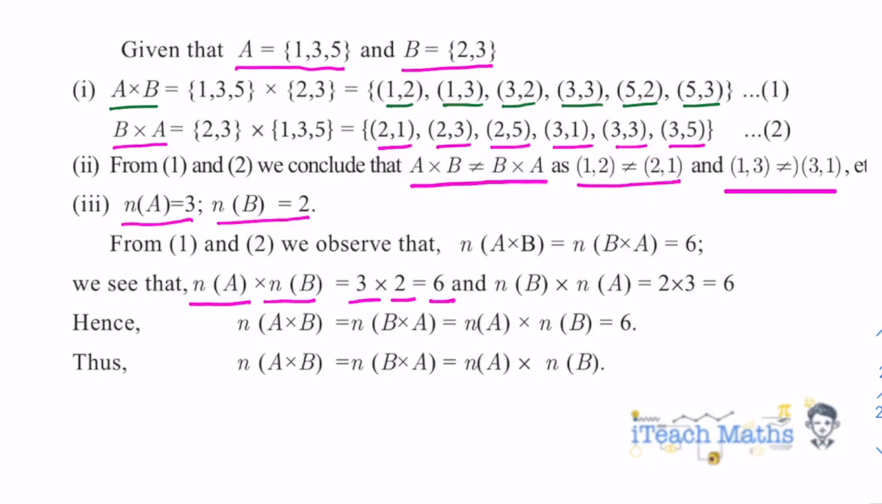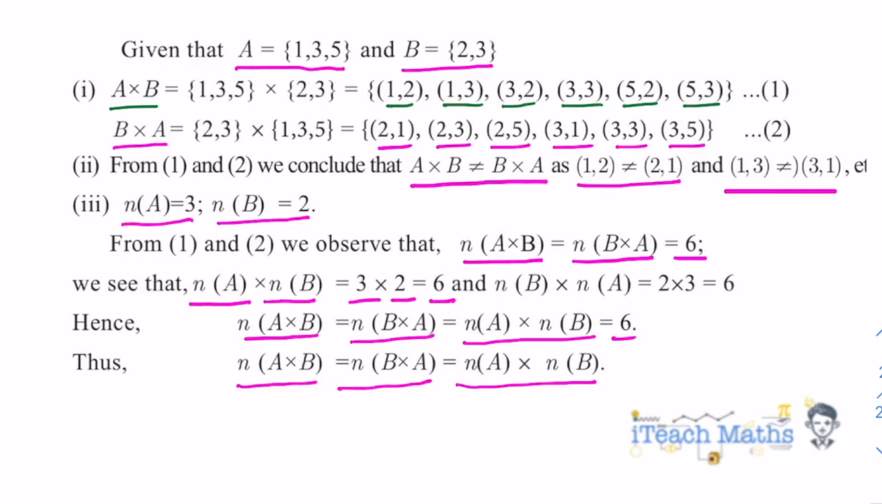Now, let us go and find out n of A cross B. That is, we have to find how many elements are there in A cross B. We see there are 6 ordered pairs in A cross B. So, n of A cross B is equal to 6. Similarly, we have to find n of B cross A. B cross A also has 6 ordered pairs and therefore n of B cross A is also 6. Thus, we have proved n of A cross B is equal to n of B cross A, which is equal to n of A into n of B.